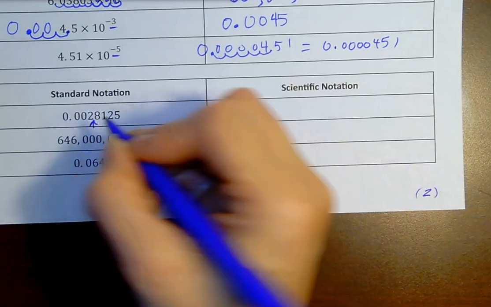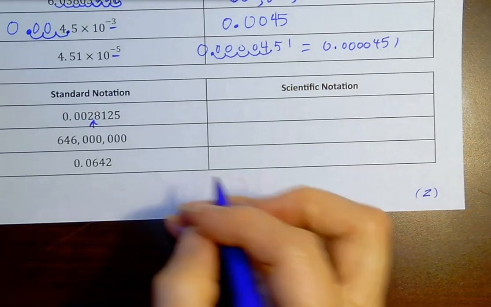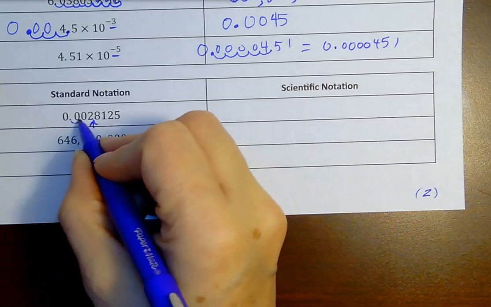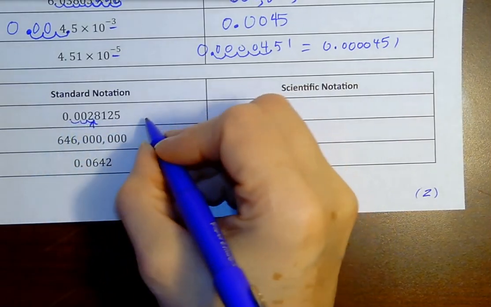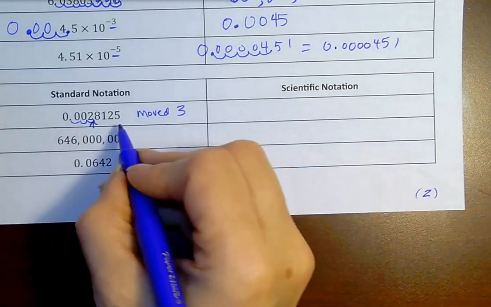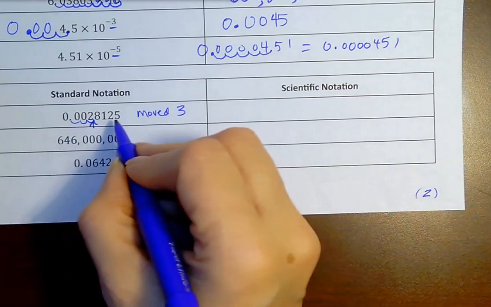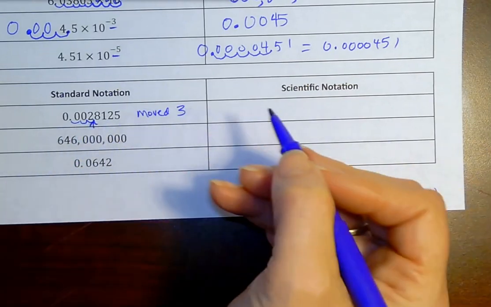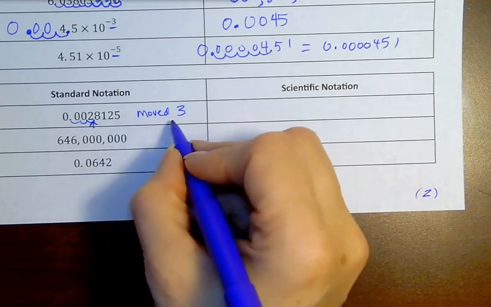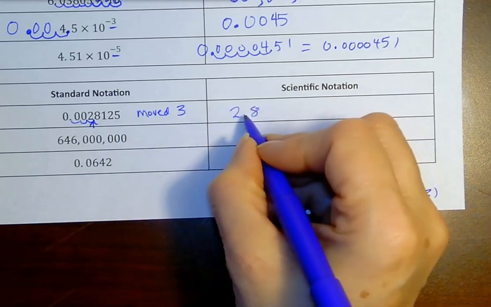So it looks like my factor is going to be 2.8125, right? That's in between 1 and 10. So I had to move my decimal 3, but my number is very small, right? And so 0.0028125 is pretty small. So I need to show in scientific notation that it's small. So I'm going to have a negative exponent.